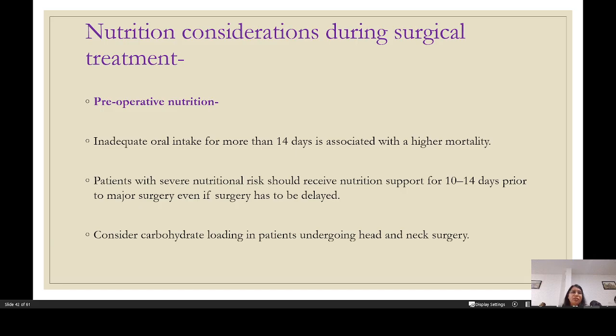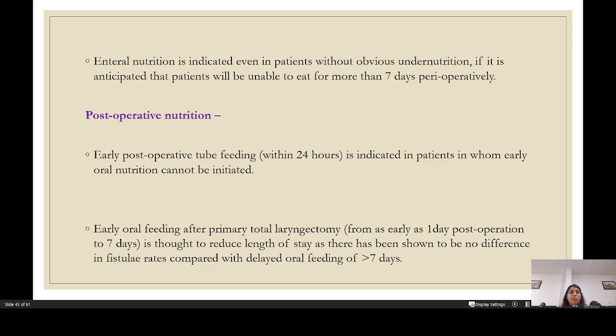Nutritional considerations during surgical treatment. Preoperative nutrition: inadequate oral intake for more than 14 days is associated with higher mortality. Patients with severe nutritional risk should receive nutrition support for 10 to 14 days prior to major surgery, even if surgery has to be delayed. Consider carbohydrate loading in patients undergoing head and neck surgery. Enteral nutrition is indicated even in patients without obvious undernutrition if it is anticipated that the patient will be unable to eat for more than 7 days perioperatively.